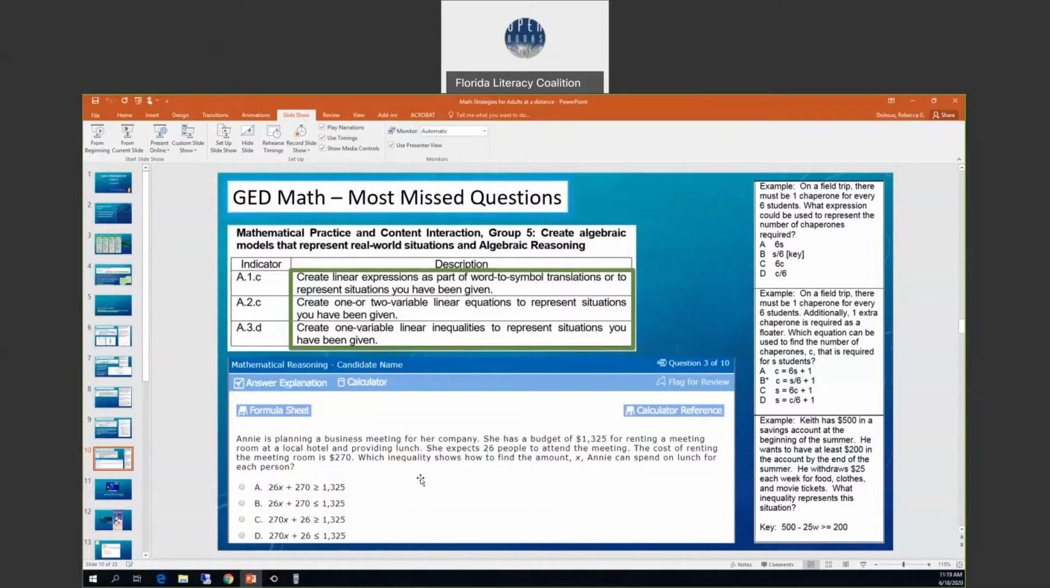It's not just the core skill of solving the equation. It is also the ability to understand what does that equation mean. So I spend a lot of time with students just even pointing to this part of the word problem where we see the letter X. X here, it says, which inequality shows how to find the amount X Annie can spend on lunch for each person? So I say, what is X? It's the amount. The amount of what? The amount of money. The amount of money what? The amount of money that she can spend for lunch on each person.